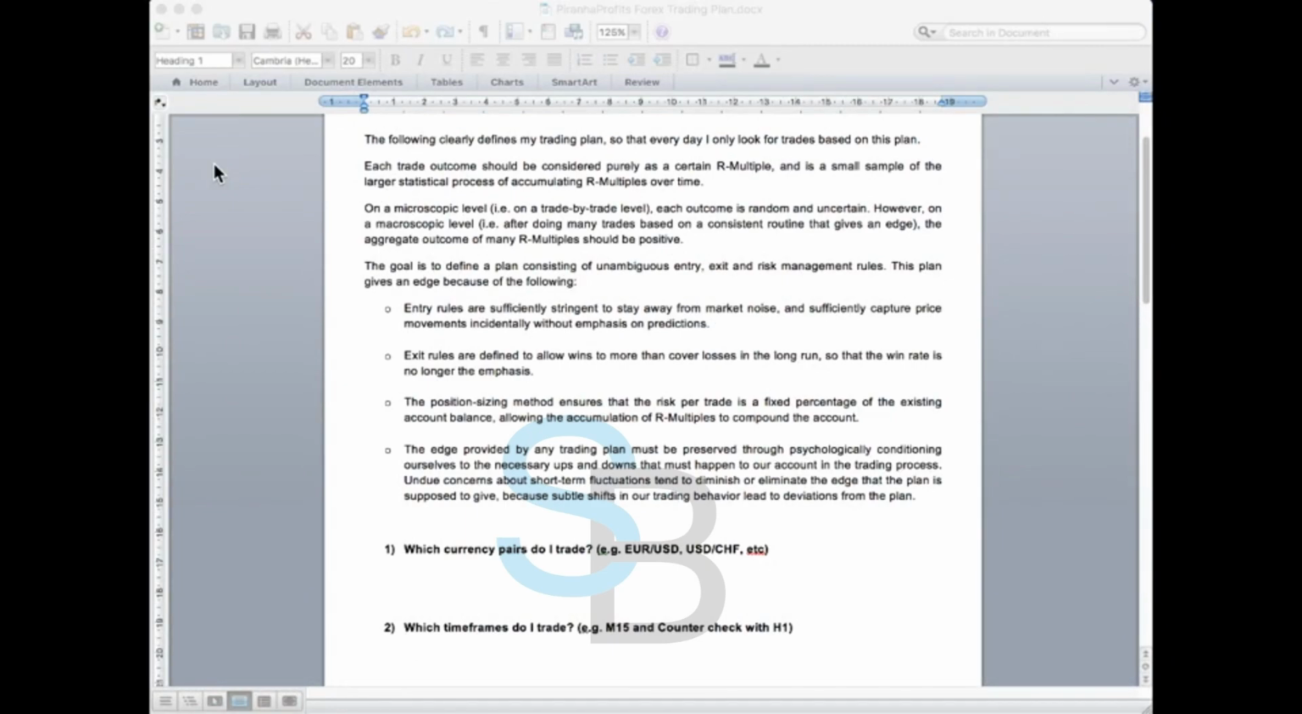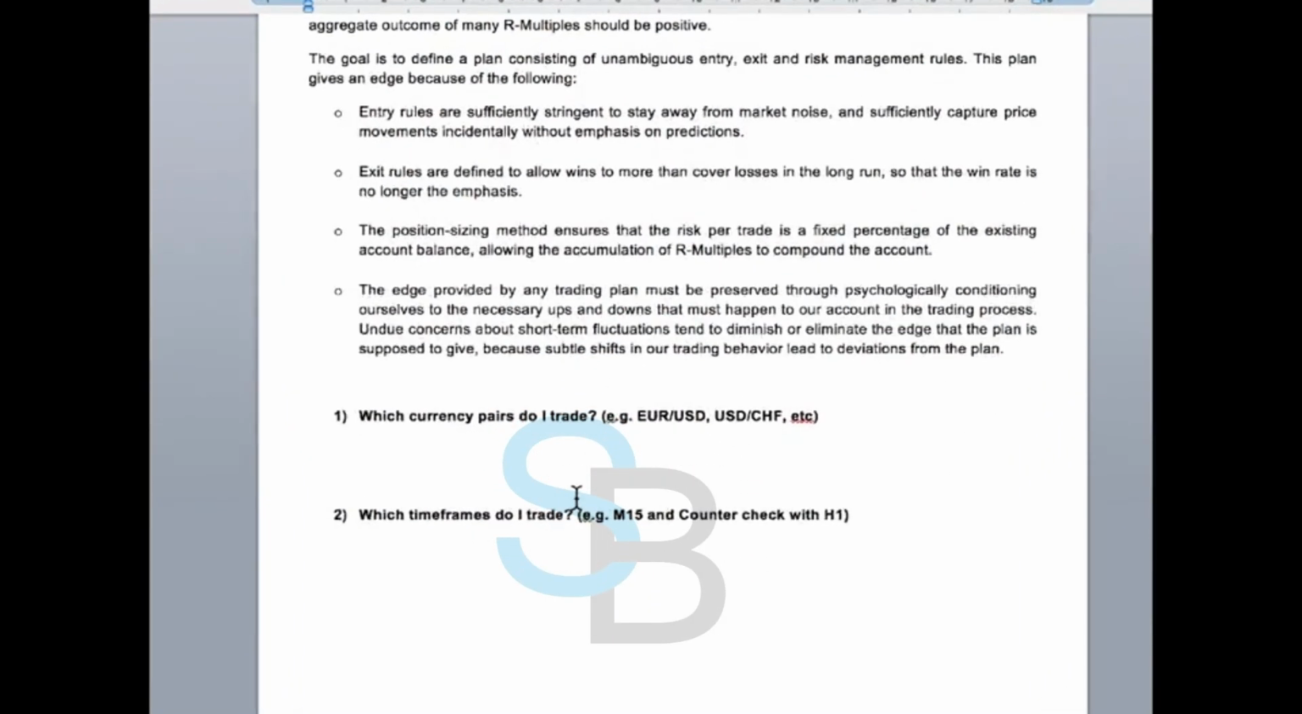My suggestion is to print out this trading plan on a piece of paper and use a pen and write down your plan. The first thing to write down would be, which currency pairs will you trade? I need you to write it down right now. Right? Go print it and write it down.